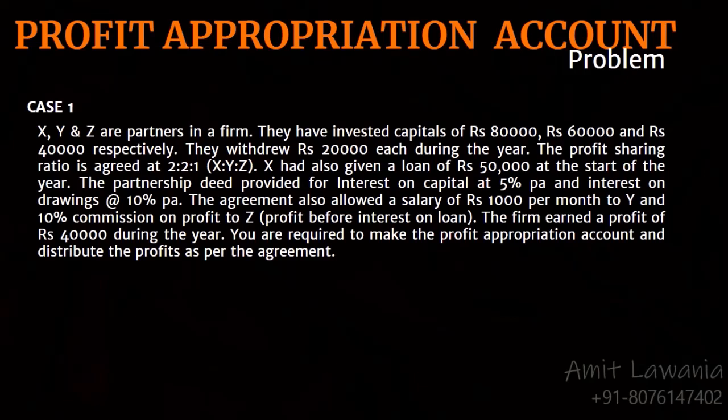Profit before interest on loan. The firm earned a profit of rupees 40,000 during the year. You are required to make the profit appropriation account and distribute the profits as per the agreement. Pause the video if you require more time to note down the question. You will have to refer to it as I provide the solution.